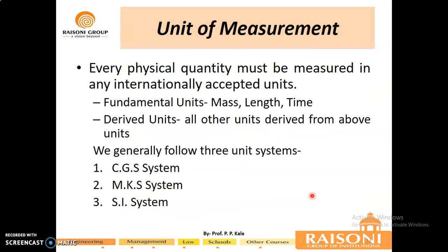Now units of measurement. Generally there are three systems of units: centimeter-gram-second unit, meter-kilogram-second unit, and there is one SI system. So generally nowadays we adopt the SI system for unit measurement. There are three fundamental units from which all the different units are derived: mass, length, and time.